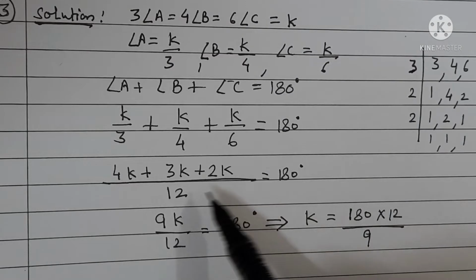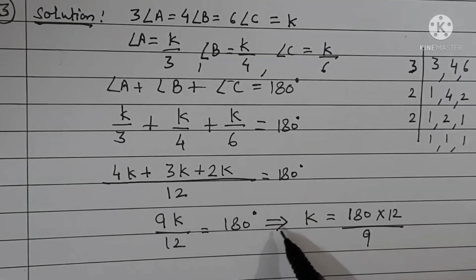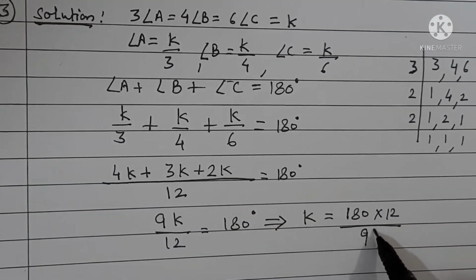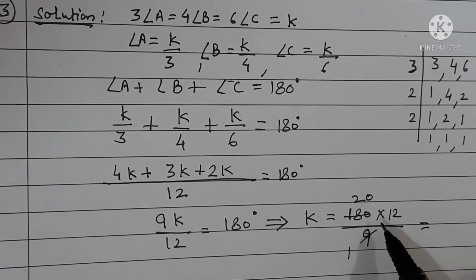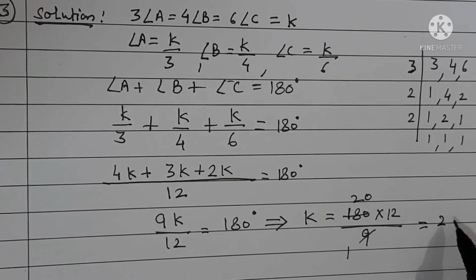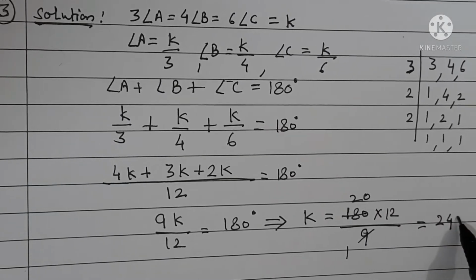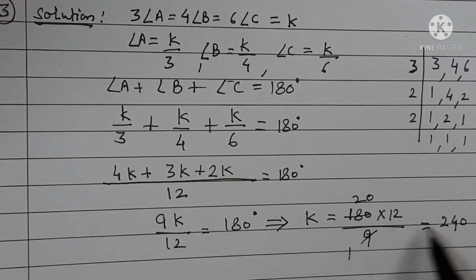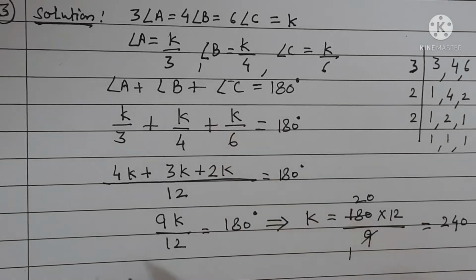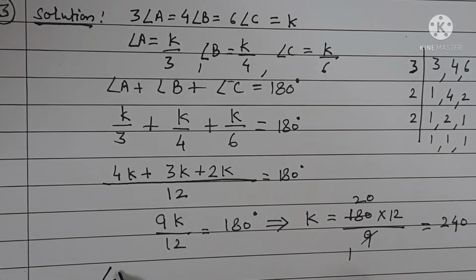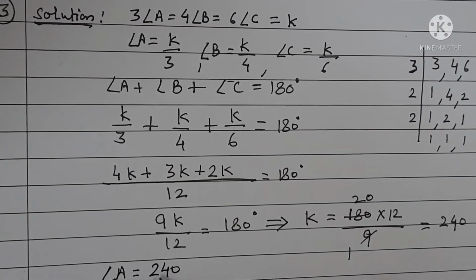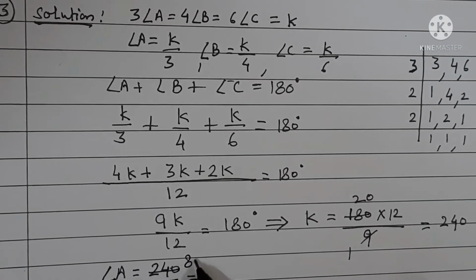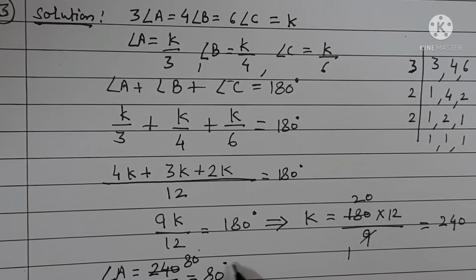See, the LCM is 12, and solve for K. 9 1s are 9, 9 2s are 18, 0. Now 12 2s are 24 and 0. K is equal to 240. Here angle A is equal to K upon 3, means 240 upon 3. 3 1s are 3, 3 8s are 24 and 0, so 80 degrees.